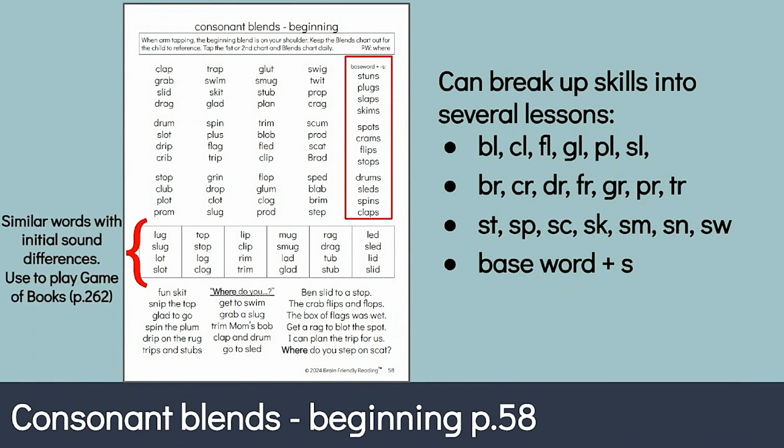In this section right above the phrases and sentences, there's an activity where the students can practice fluency with reading very similar words with a slightly different beginning sound. This allows them to train their brain to recognize that slight difference between a single consonant and a consonant blend at the beginning of words. This section could also be used to make a game of books for further word fluency practice.